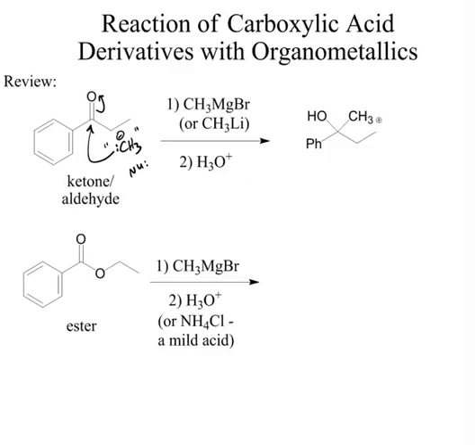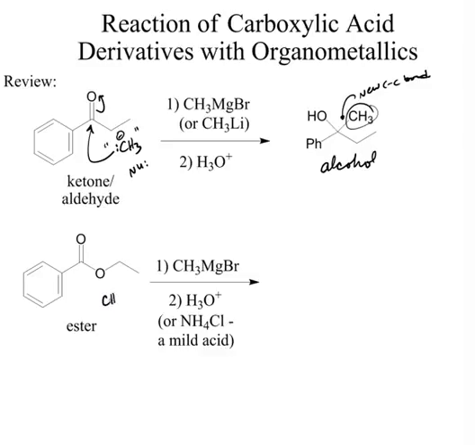So after our workup, we end up forming an alcohol, right? We get this new carbon-carbon bond. And with methyl magnesium bromide or methyl lithium, we would add this new methyl group, and we would get an alcohol product out. Okay, that's what we get for an aldehyde or a ketone. How does that differ when we use something like an ester?